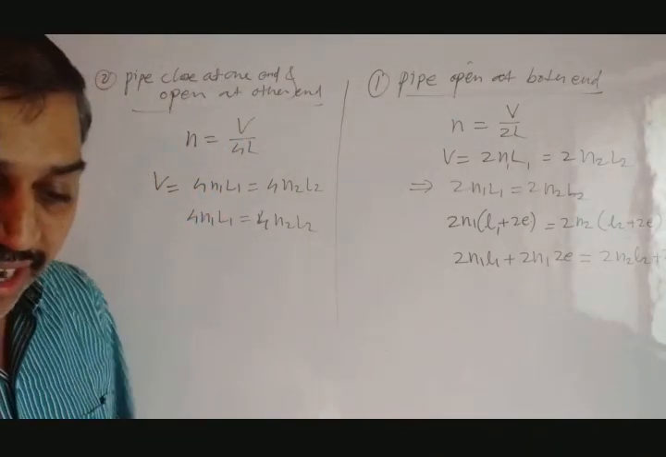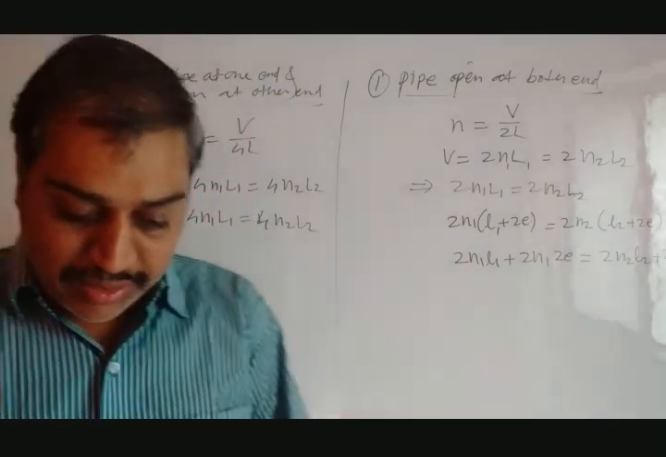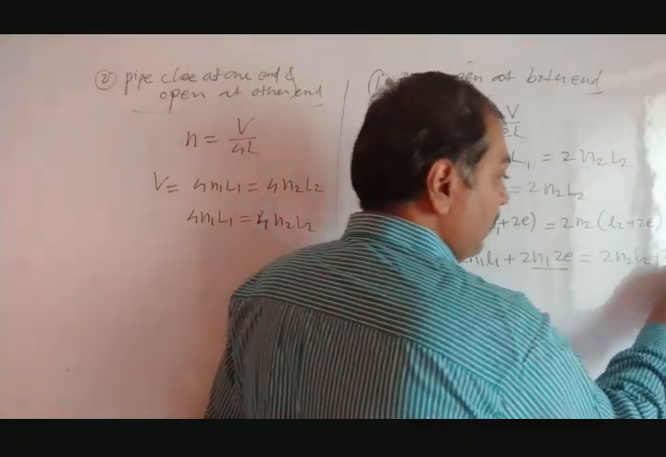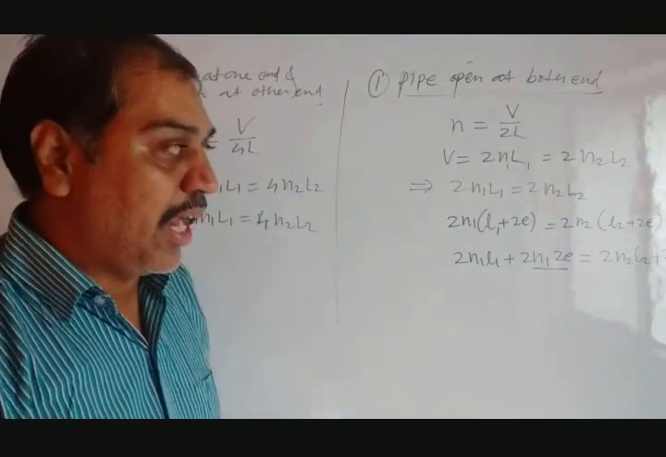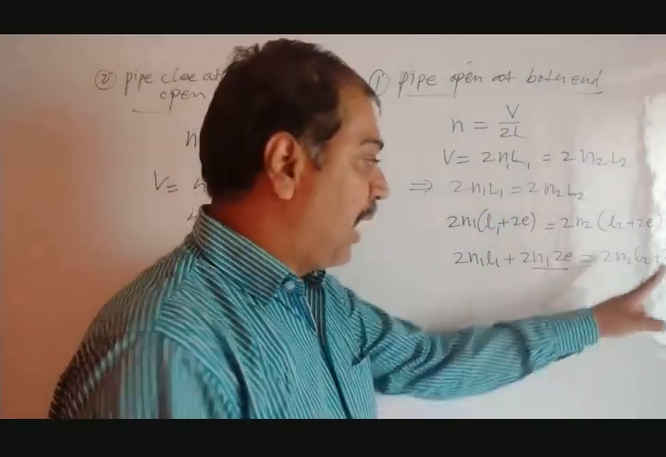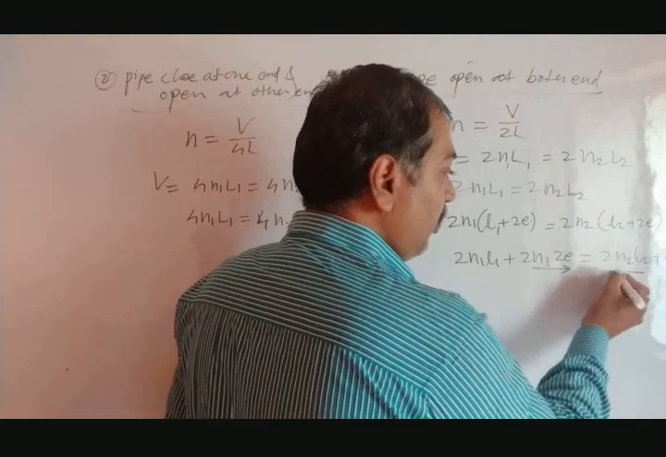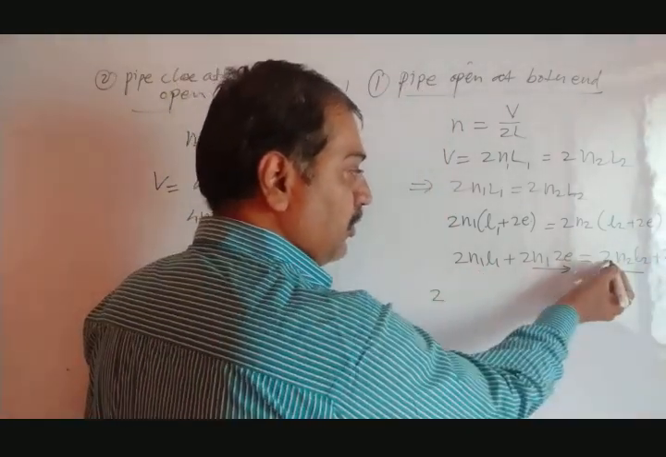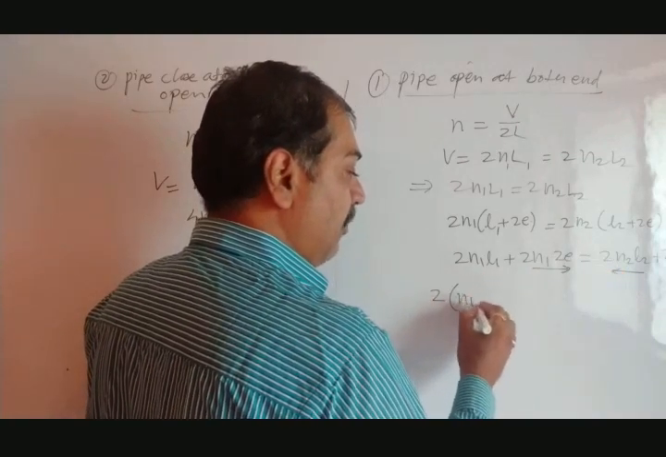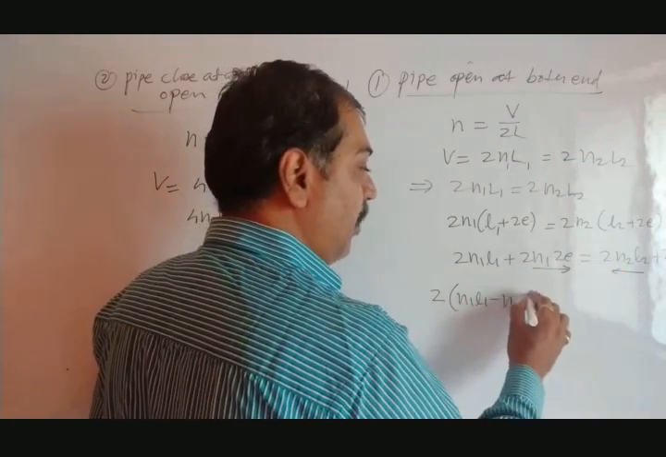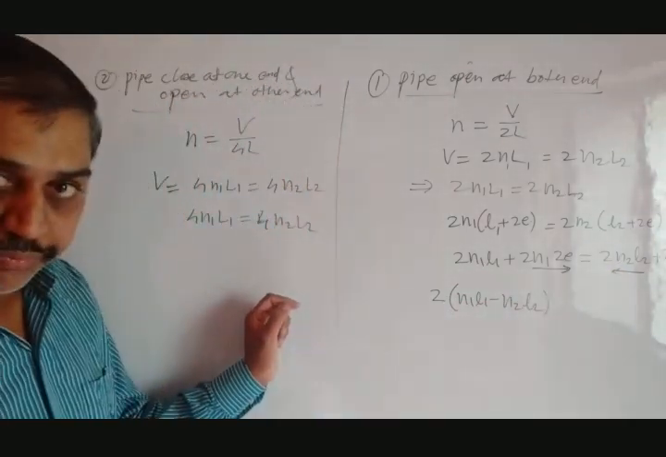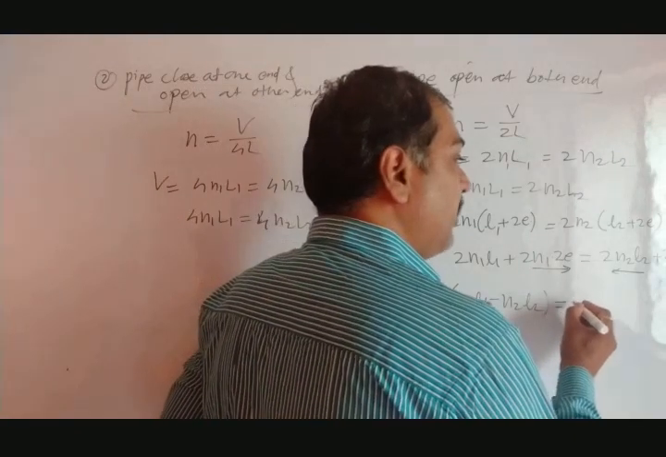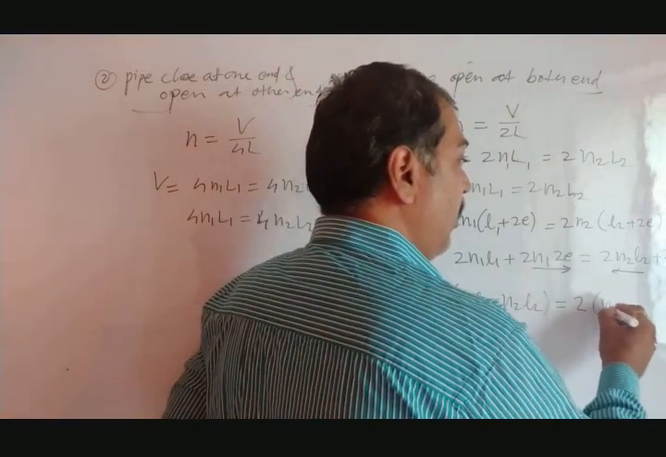Now our aim is to find the value of E. So to find the value of E, take the E term common. This contains the E term. So we can write a simple thing. Move this term to that side, move this term to this side. What do we get? Here is 2, here is 2. Take it common. N1 L1 minus N2 L2. This term comes here, it becomes minus. Equal to, what is that? Twice is common.